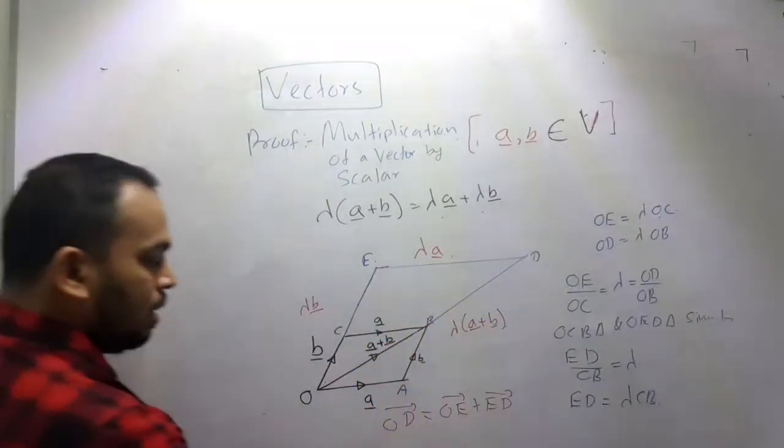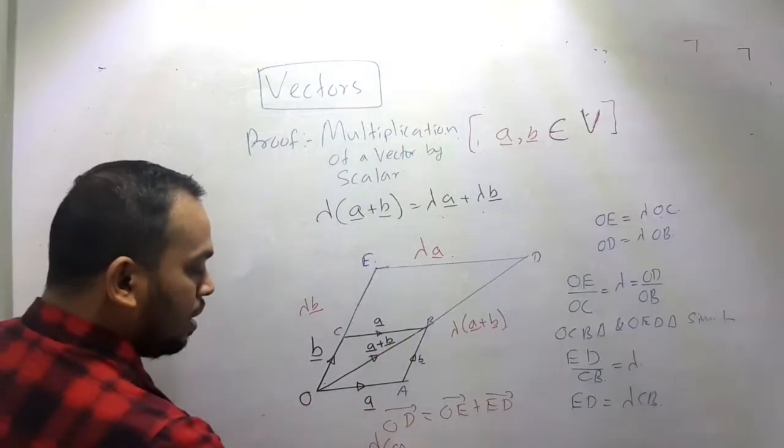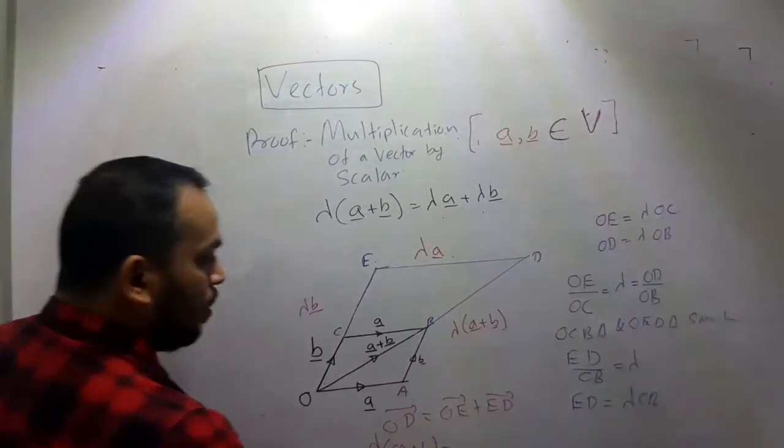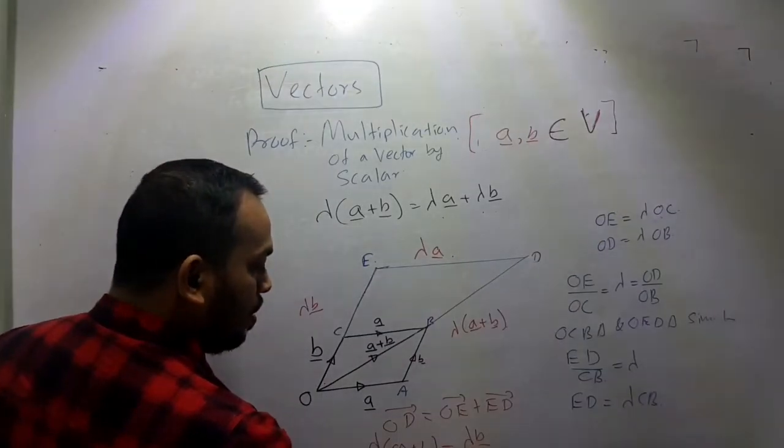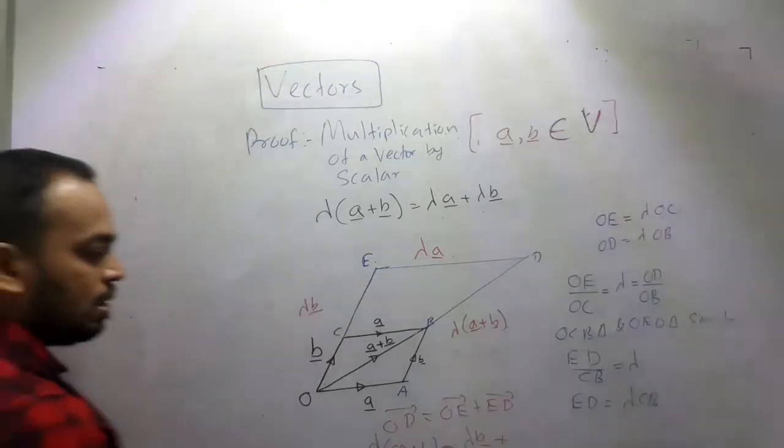So what is OD? OD now is lambda times (A plus B). OE means lambda times B. ED means lambda times A.